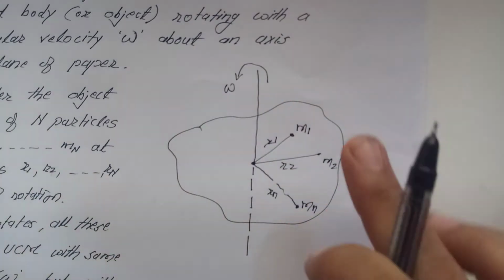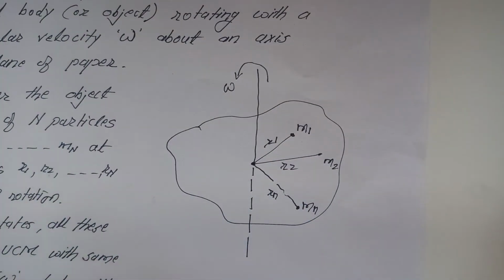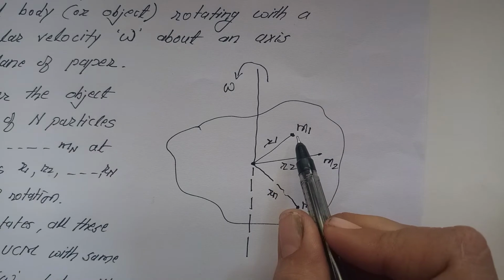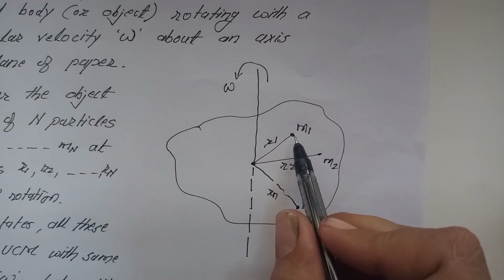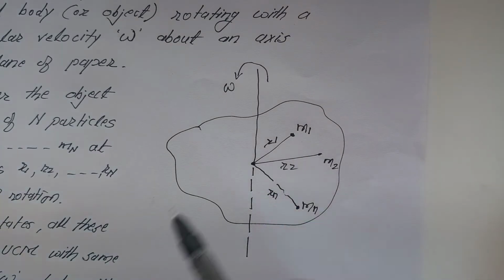To find the kinetic energy of this total body, we obtain the translational kinetic energy for each particle, which means half m1 v1 square, and by putting in the value of v1. Similarly for the second particle, up to the nth particle, and by taking the sum of all those kinetic energies, we can find the kinetic energy of the rotational body.